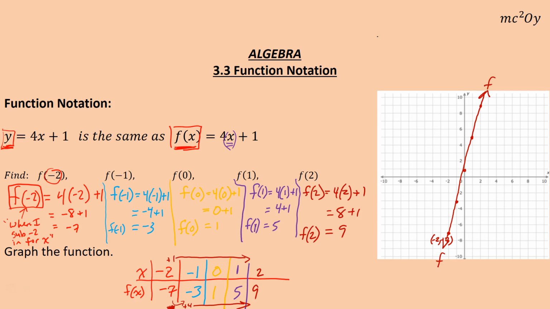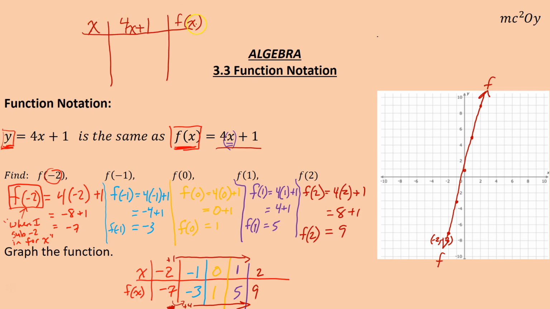Another way to make the table, if you wanted, and I'll just show it up here really quick, is I kind of like these H tables where you say x, you say the rule is 4x plus 1, and then the output, f of x.